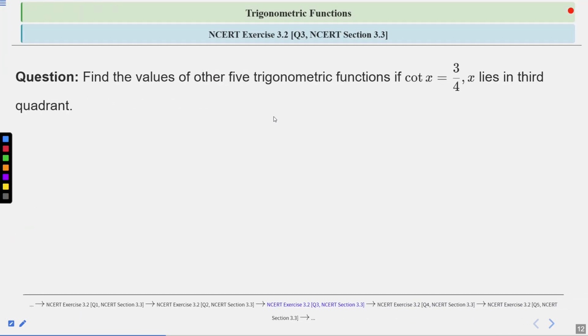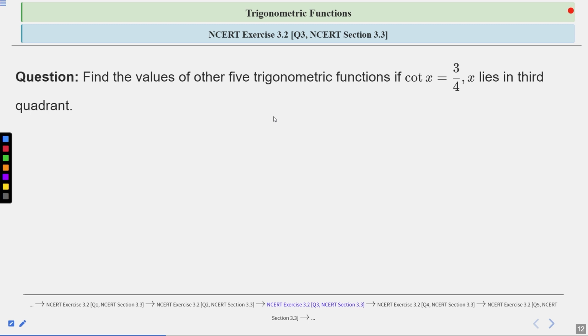Let's move to the next question, which is: find the values of other 5 trigonometric functions if cot x equal to 3 by 4, x lies in the third quadrant, right? We have to find the values of other 5 trigonometric functions if cot x equal to 3 by 4 and x lies in the third quadrant, right?